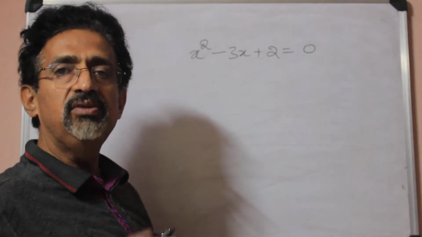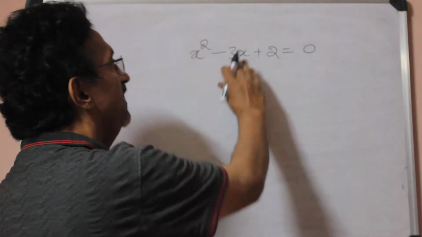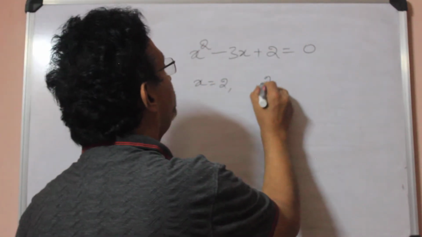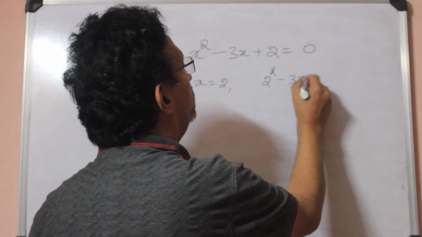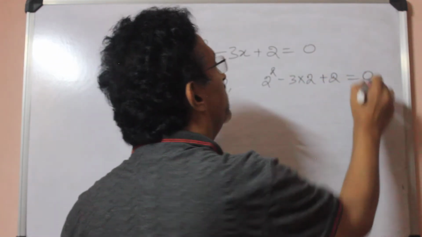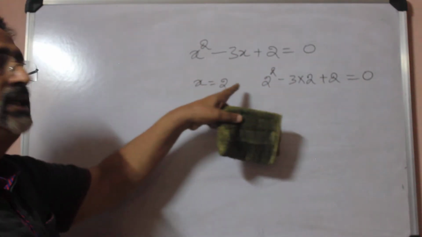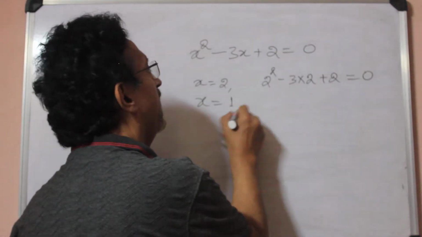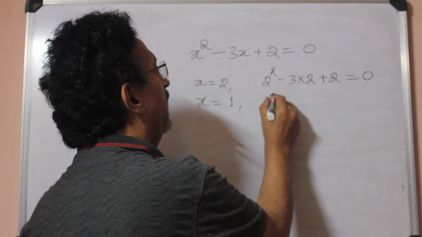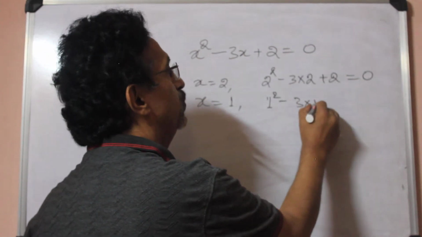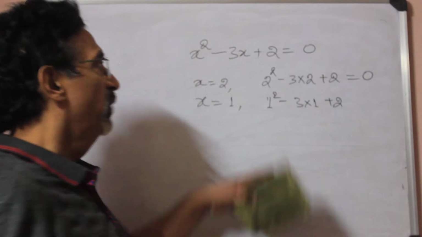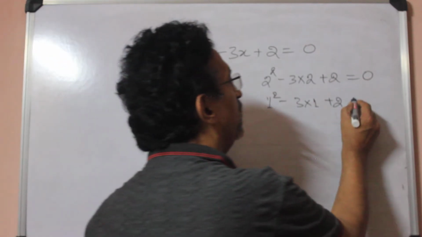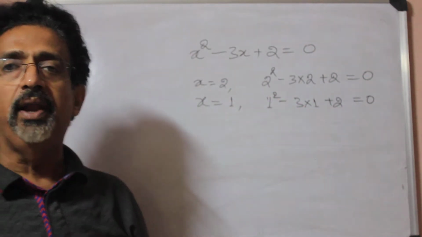How to solve this equation? What do you mean by the solution of this equation? For example, if I put x is equal to 2, what do I get? It is 2 squared, that is 4, minus 3 times 2 plus 2. Certainly this equation is satisfied. Therefore, I say x is equal to 2 is a root. Similarly, if I put x is equal to 1, what do I get? 1 squared minus 3 times 1 plus 2. 1 squared is 1, 1 plus 2 is 3, minus 3 times 1 is 3, so 3 minus 3, I get 0 again. That means x is equal to 1 also is a solution.